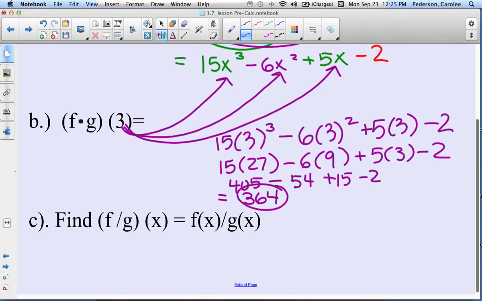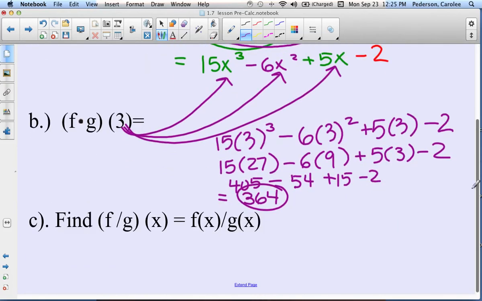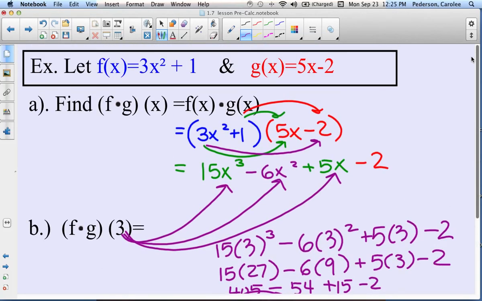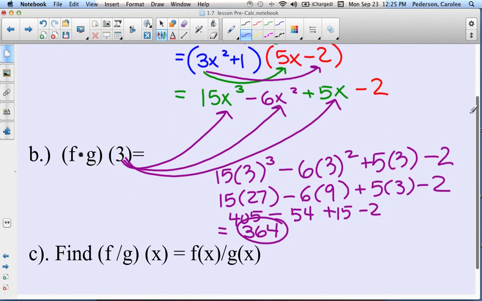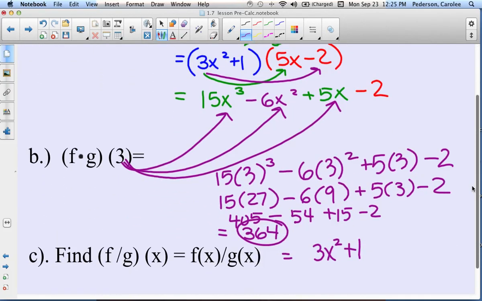Part C says divide these two functions. So we're going to take f of x divided by g of x. So 3x squared plus 1 is in the numerator. And then in the denominator, it is 5x minus 2.